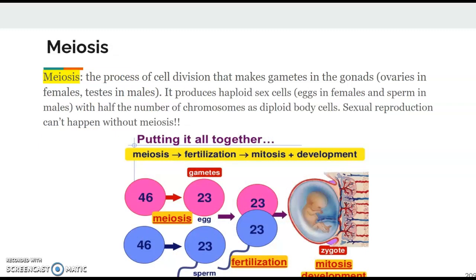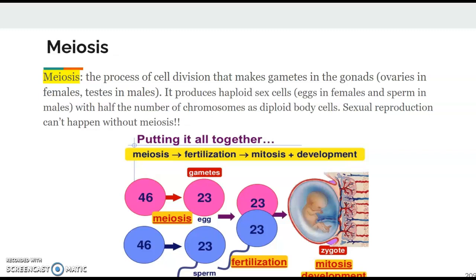So let's get into meiosis. Meiosis is the process of cell division that makes gametes in the gonads. So this happens in the ovaries of girls and the testes of boys. It produces haploid sex cells, so eggs in girls and sperm in boys, and these haploid cells have half the number of chromosomes.